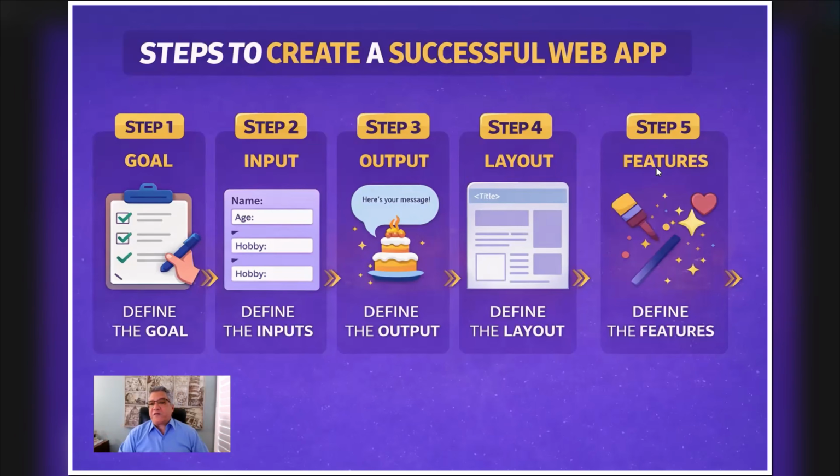Step number 5, features. You add features, like you add color, you add presentation. So anything you want the app to have, that's what you call the feature.